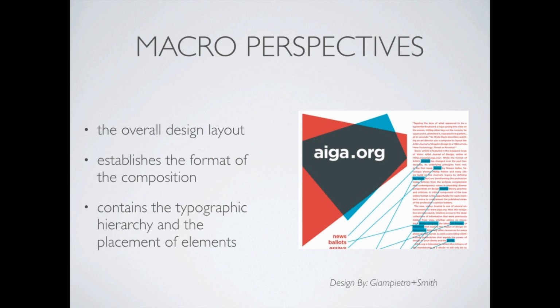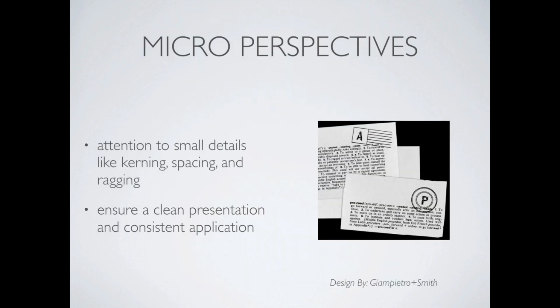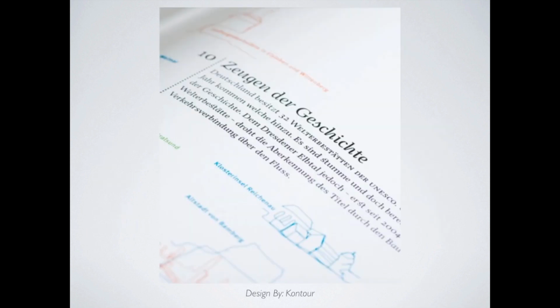We want to think about both macro and micro perspectives. Macro perspective means how does the font fit into the overall design layout? Does it feel like it's the right size? Is it an appropriate font choice? Those kinds of big questions. It's the format of the composition. It's the big decisions. The micro perspective, on the other hand, is the small details like the kerning, the spacing, the ragging. They ensure a clean presentation throughout the document, whatever it is. I'll talk about what kerning and tracking and stuff are in a little bit. So here, I can't even read what that says, but it's really nicely done. The typography is really beautiful.